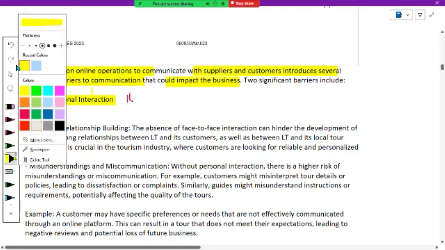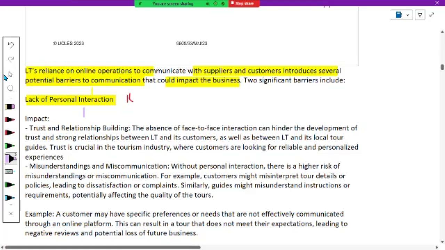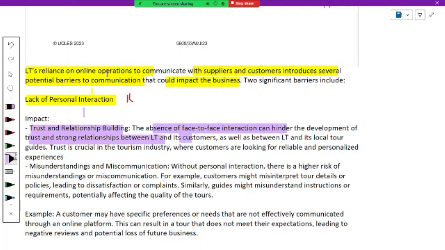So now let's discuss this one. Trust and relationship building. The absence of face-to-face interaction can hinder the development of trust and strong relationships between LT and its customers, as well as between LT and its local tour guides. So this is the application which I have taken out from the case study, and we know that we have to apply our answer. So trust is crucial in the tourism industry where customers are looking for reliable and personalized experience.